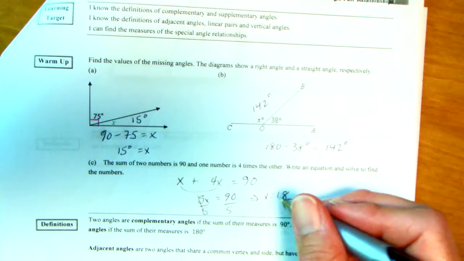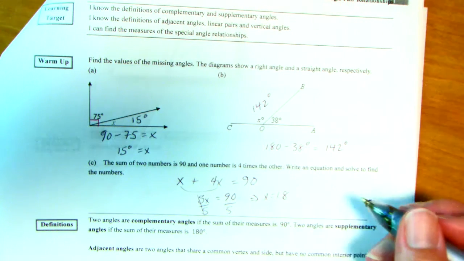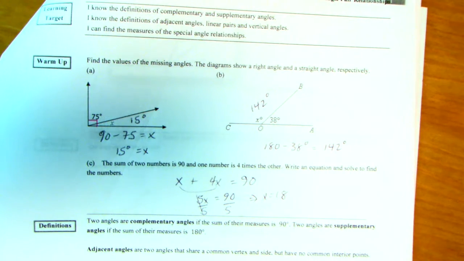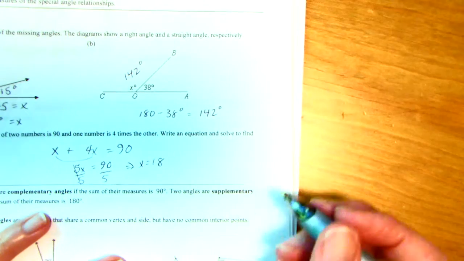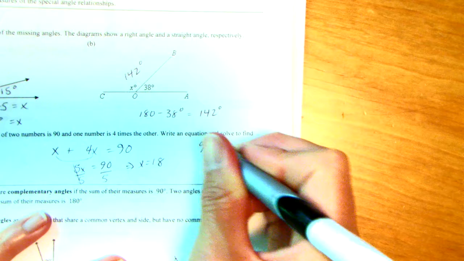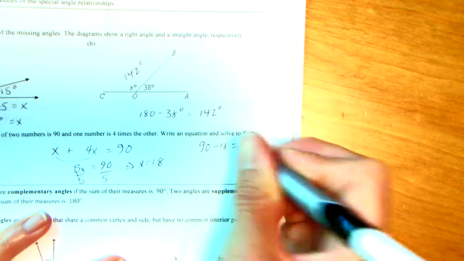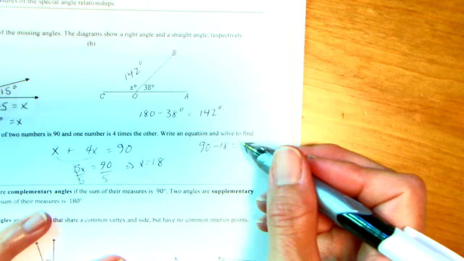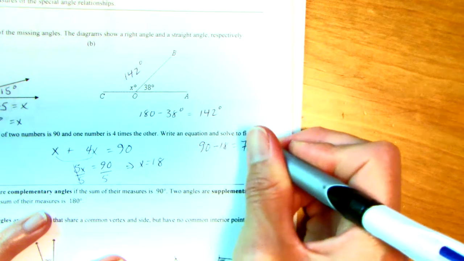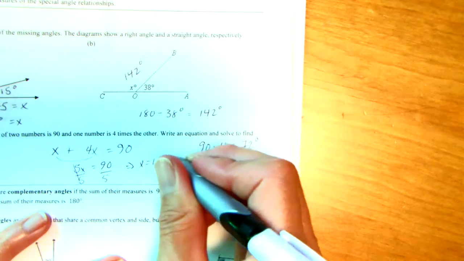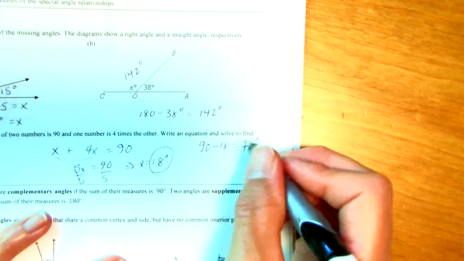So if one angle is 18, what's the other? Well, remember they have to add up to 90. So if I just take 90 minus 18, well, 90 minus 20 is 70, but we're going to add two more. So 72 degrees. So the two angles are 18 degrees and 72 degrees.